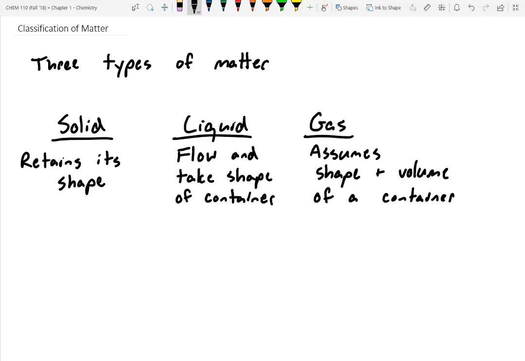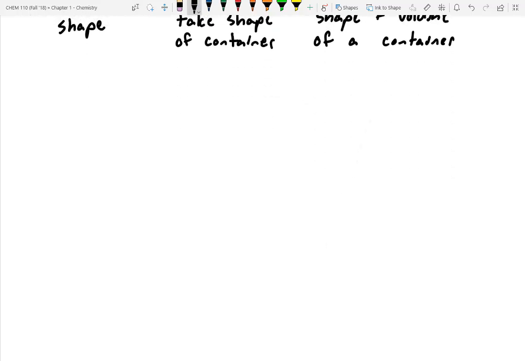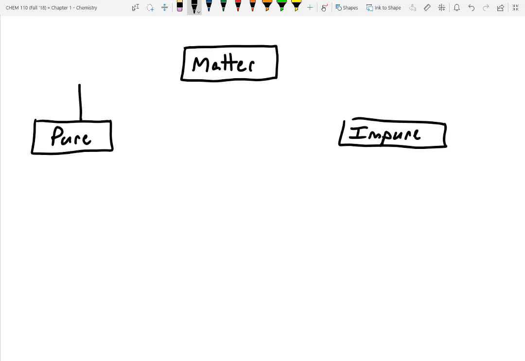All right, so let's try to go even further and classify matter using a flowchart. And so we know matter can exist in three different forms: solids, liquids, and gases. However, sometimes we're dealing with pure matter, and sometimes we're dealing with impure matter. And I'll describe what that means in a bit more detail. This will be our flowchart.